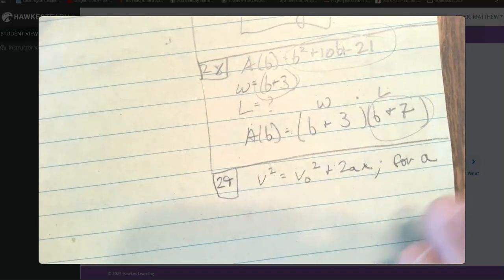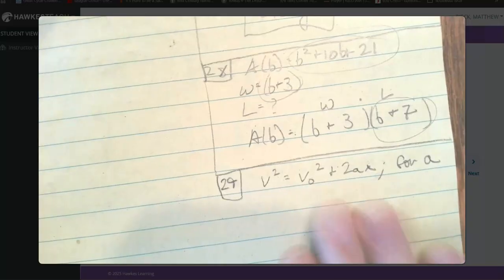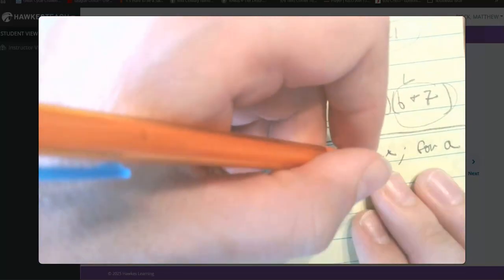All right, so we want to solve this equation for a. So we want to get a by itself here. So first, I want to get everything involving my variable that I want to solve for on one side, everything else over on the other side. So here you can subtract v naught squared from each side.